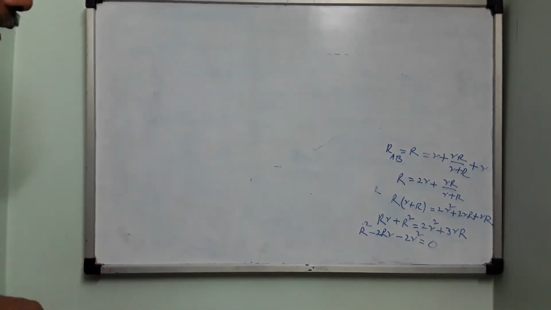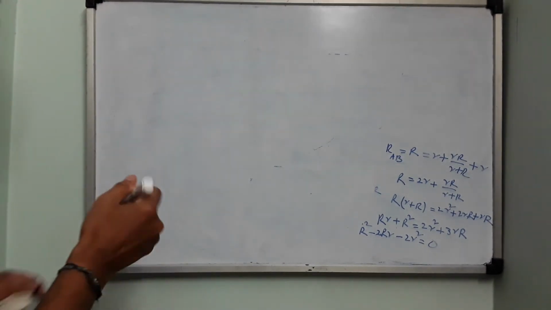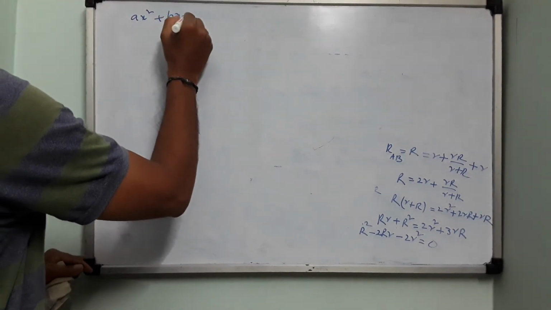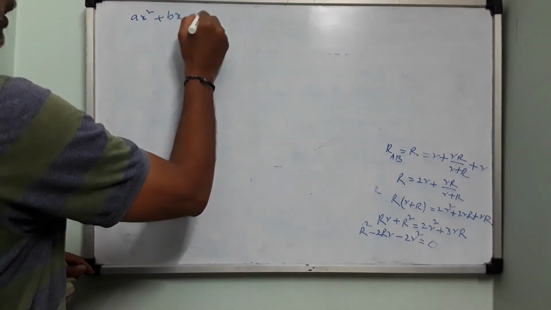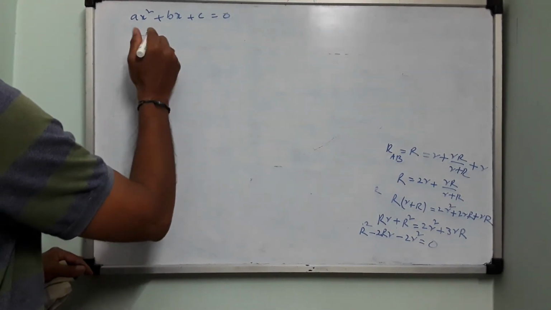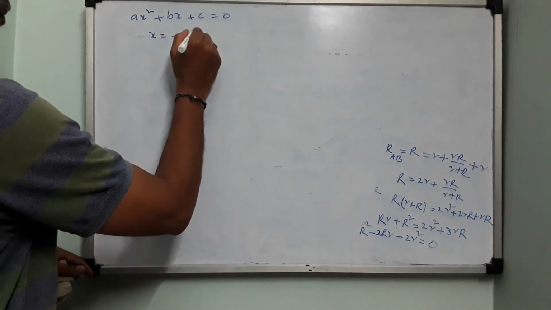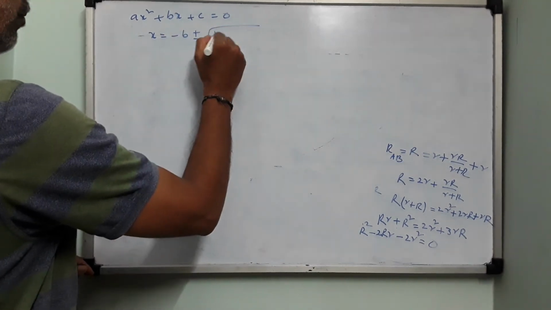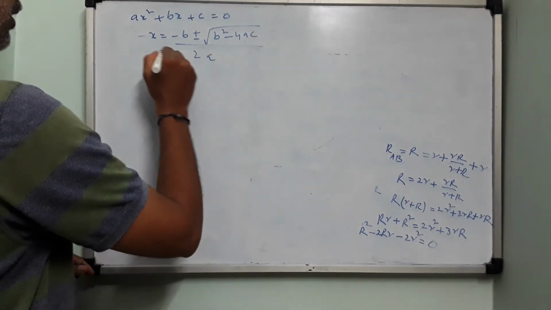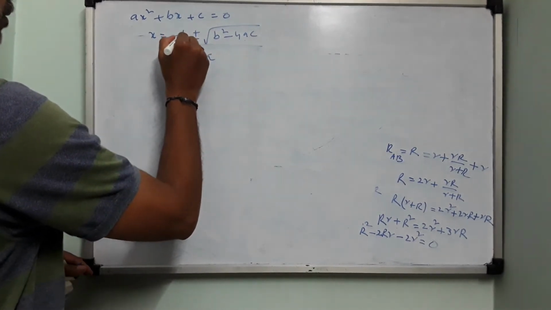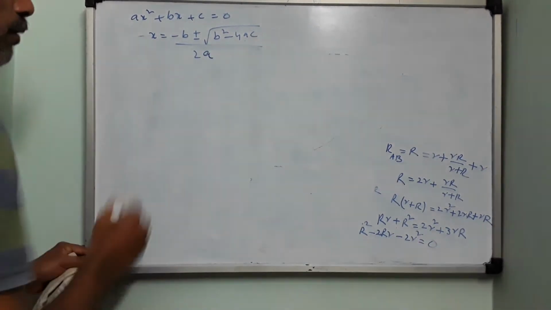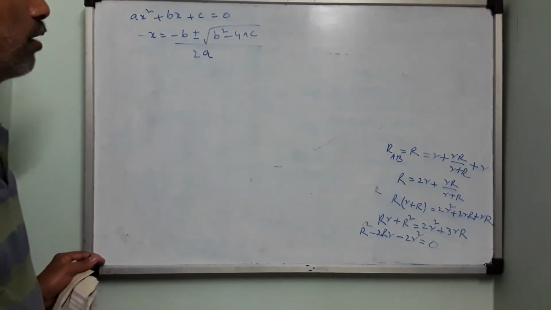So the remaining thing we will carry here. This is nothing but ax square plus bx plus c equals 0. For such an equation, x equals minus b plus or minus root over b square minus 4ac, divided by 2a. Let me write properly: x equals minus b plus or minus root of b square minus 4ac.